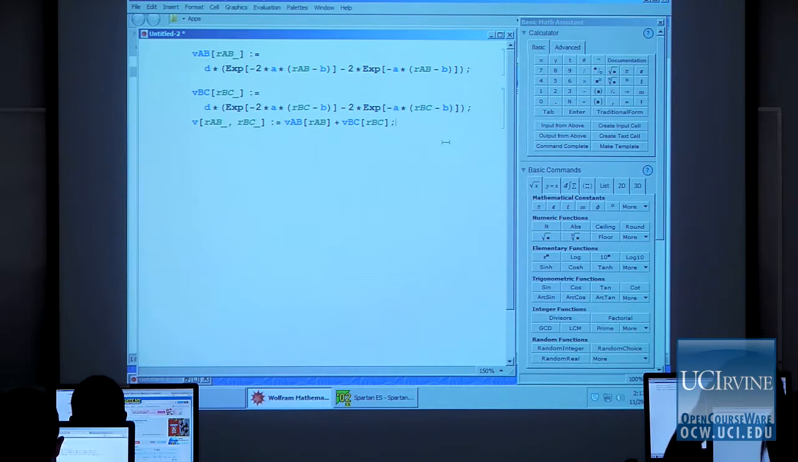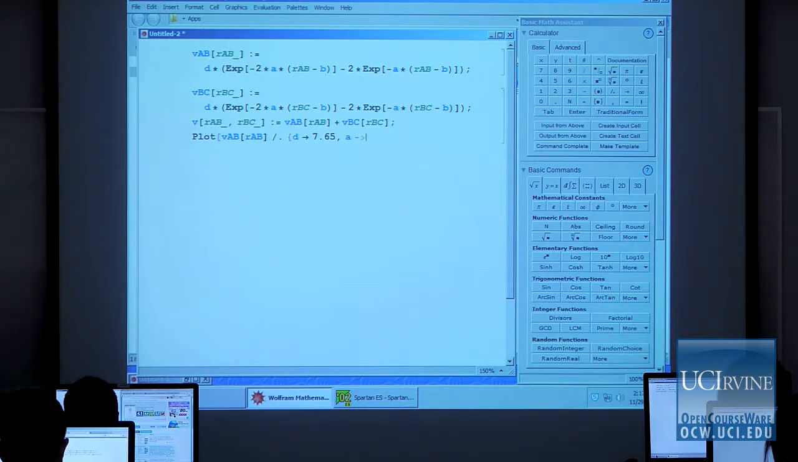Now, let's do a couple of things. So the first thing is let's just plot one of these guys. All right, so let's do plot of the first one, VAB. So we just remind ourselves what the Morse potential looks like. So this will be VAB of RAB. And we'll use replacement rules to put in some values. So for CO2, D here is going to be 7.65, and this is in units of electron volts. A is going to be 2.5, and B, the equilibrium CO bond length, is 1.162 angstroms. Okay, and now we'll plot that for RAB going between 0.5 angstrom and 3 angstrom.